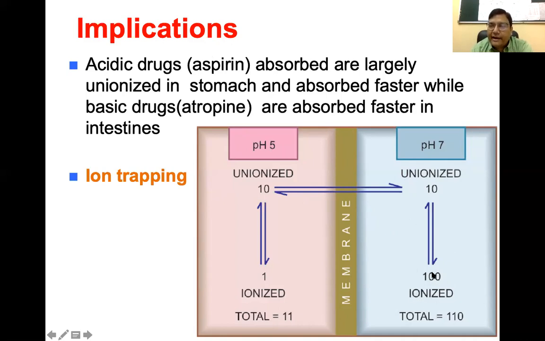And once the drug gets ionized, it cannot cross back through this biological membrane, because the ionized drugs are less transported across the biological membrane. So what will happen ultimately? The drug will remain inside this cell in this basic media. So this leads to ion trapping, or the drug gets accumulated inside the cell. This concept is known as ion trapping.